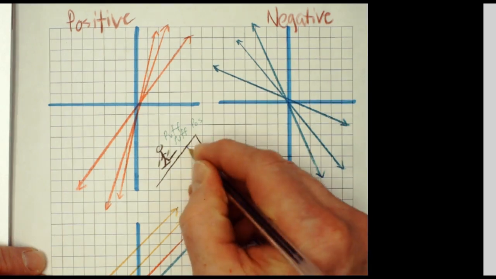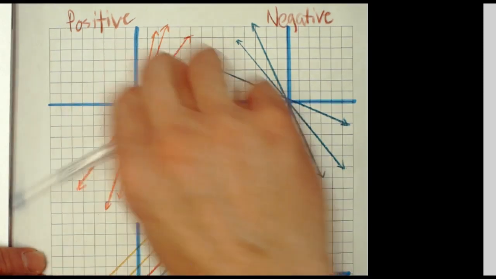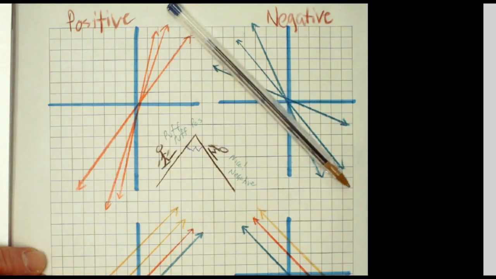So you can put a little snow on the mountain cap here. You can think about that. Puff, puff, positives, nice, negatives. Those would be all negative slopes.